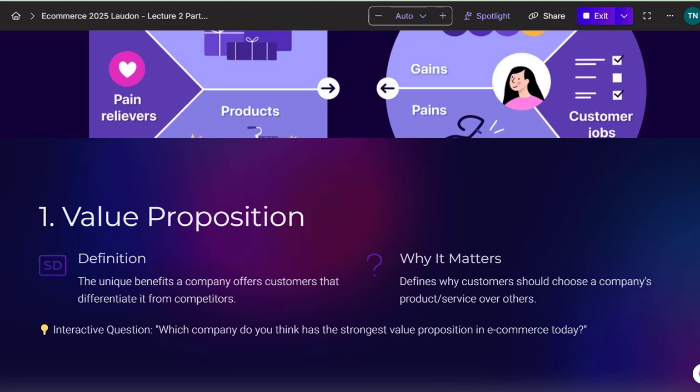The question is, which company do we think has the strongest value proposition in e-commerce today? Yeah, lots of companies, right? We are going to look at that one by one. The key names are Amazon, Alibaba, eBay, even Google, and the new AI companies that are now appearing, right?